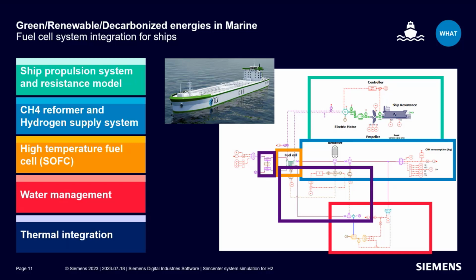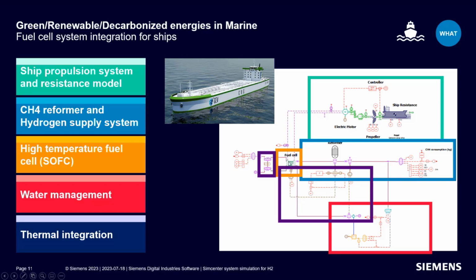So here you have a model of a ship using a fuel cell to power an electric motor that will generate the rotation of the propeller of the ship. So in Simcenter Sim, you can define different scenarios, like different sea routes, and you can, for instance, evaluate how much hydrogen you will consume for the defined sea routes. And you can also integrate the fuel cell with the rest of the system.